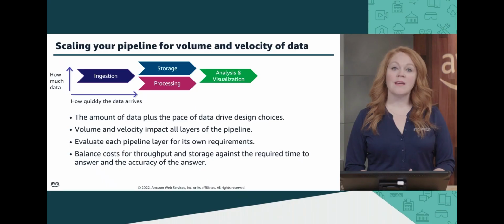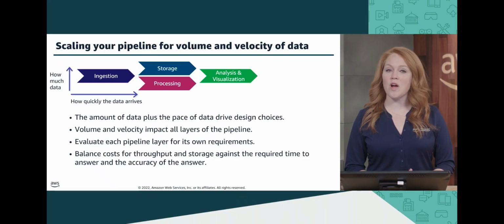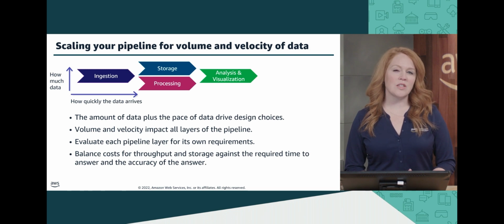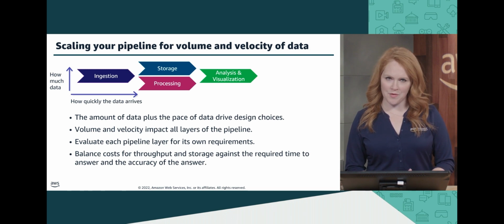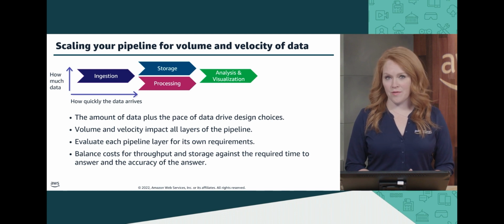This section discusses how the volume and velocity of data can shape your pipeline. Volume and velocity requirements drive infrastructure decisions across all pipeline layers. Although they are different measures, you need to look at them together to determine how your pipeline needs to scale. You need to scale to handle ingestion and storage of the amount of data at the pace of its arrival.